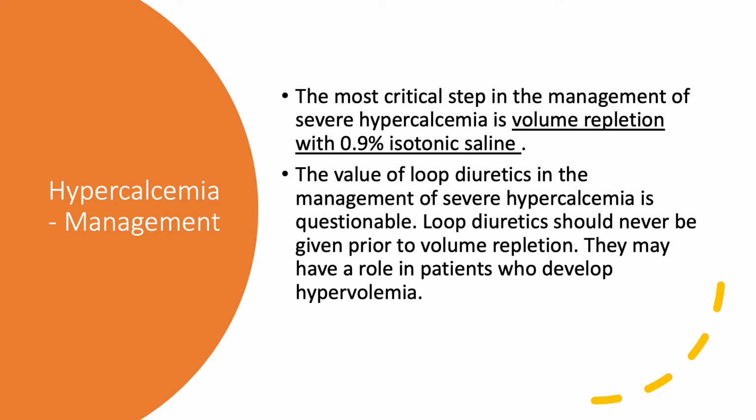Now, let's talk about management of hypercalcemia. The most critical step is volume repletion with saline. These patients come to the hospital, they're dehydrated, calcium is high, start them on saline. Now, loop diuretics in the past, everyone said give saline, give loop diuretics, because loop diuretics will increase excretion of calcium in the urine. They're not terribly effective and they will make dehydration worse. If you must use them, hydrate the patient first. If the patient is hypervolemic, then use a loop diuretic. But don't start with a loop diuretic. Start with hydration.